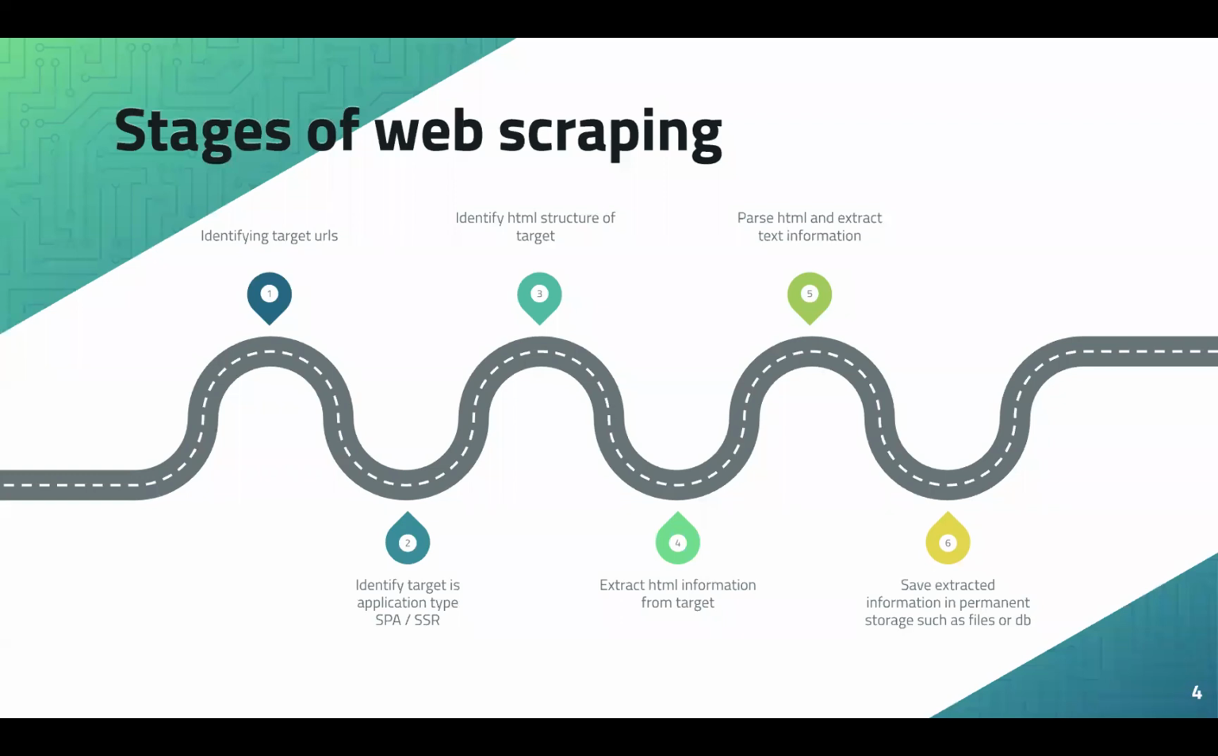There are several stages while we plan to scrape some website. The first one is to identify the URL, which URL we are going to target for the data. Second, we identify which type of site it is, whether it's a single page application or a server side application. Third step is identifying the HTML structure, in which HTML tag what information is in.